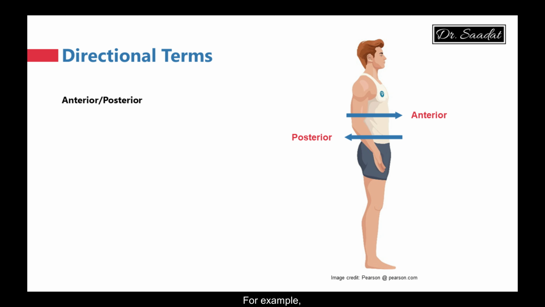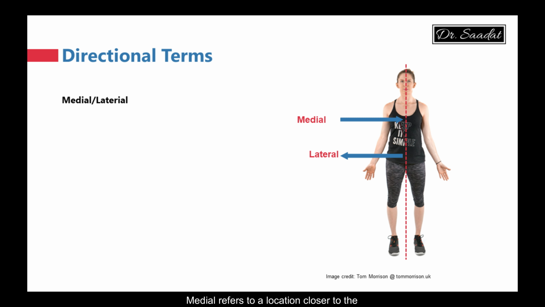Anterior or ventral describes the front of the body, while posterior or dorsal describes the back of the body. For example, the sternum or breastbone is anterior to the heart, and the vertebral column is posterior to the heart. Medial refers to a location closer to the midline of the body, while lateral refers to a location further away from the midline and towards the side.